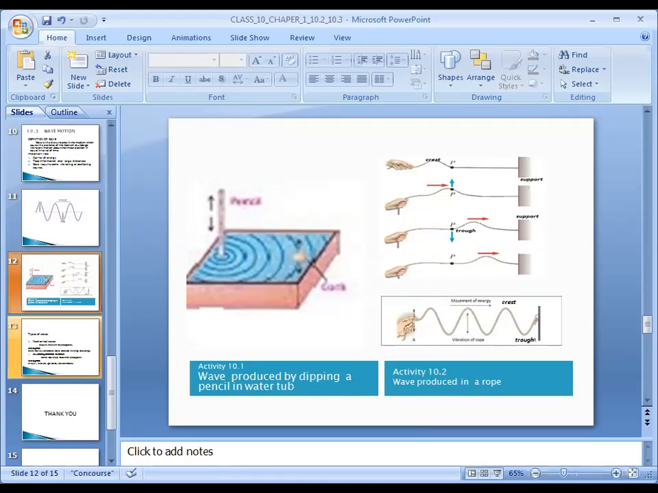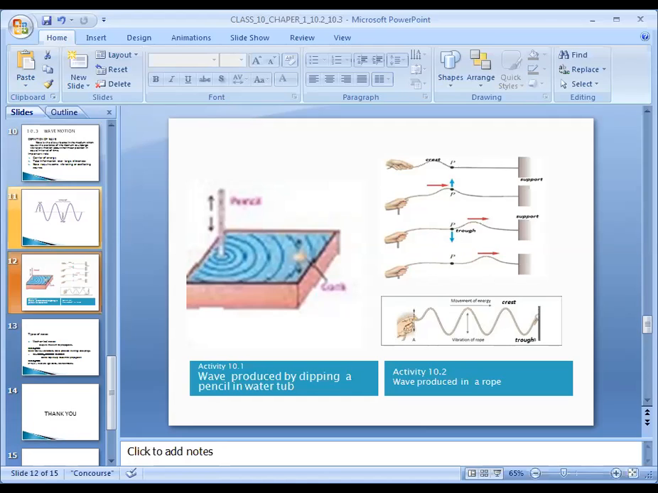So this is my fixed end, or support. This is my hand where I'm applying the force and flipping the rope, and my point P is moving up and down. When I flip the rope, since waves carry energy, my wave will carry the energy, and after some time this energy will be transferred from this point to this point, and my point P, which is lying on the rope, will move up and down. In this case, up, and in this case, down.